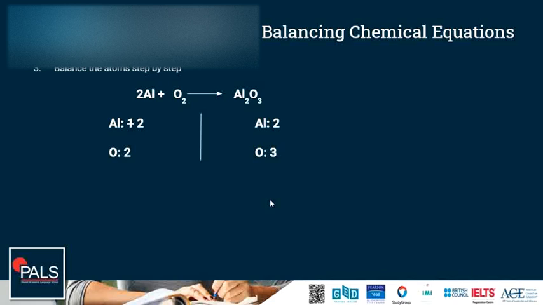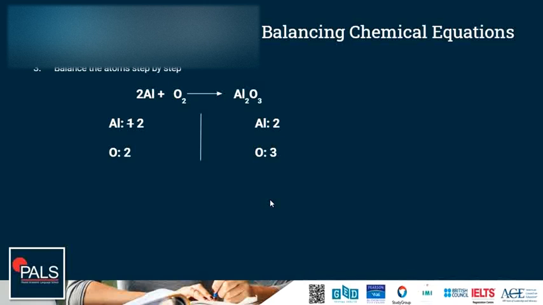Now oxygen is a bit more complicated. We have 2 on the left, 3 on the right. On the left side we have O2, so we cannot make it 3 because we can only add whole molecules. Our coefficients can only be whole numbers, not decimals or fractions. So the next whole number that we could get to with O2 is 4 oxygen atoms. 2O2, 4 oxygen atoms, not 3.